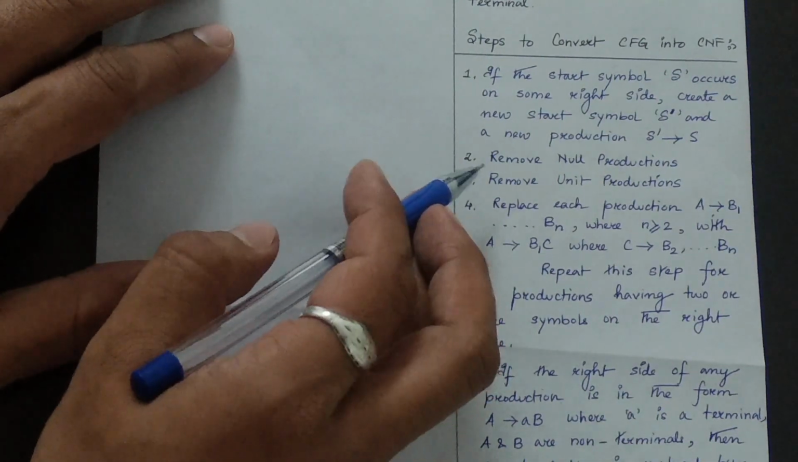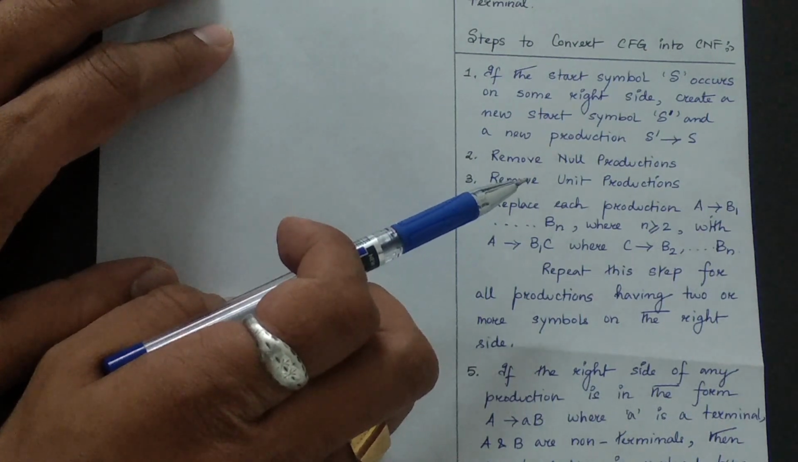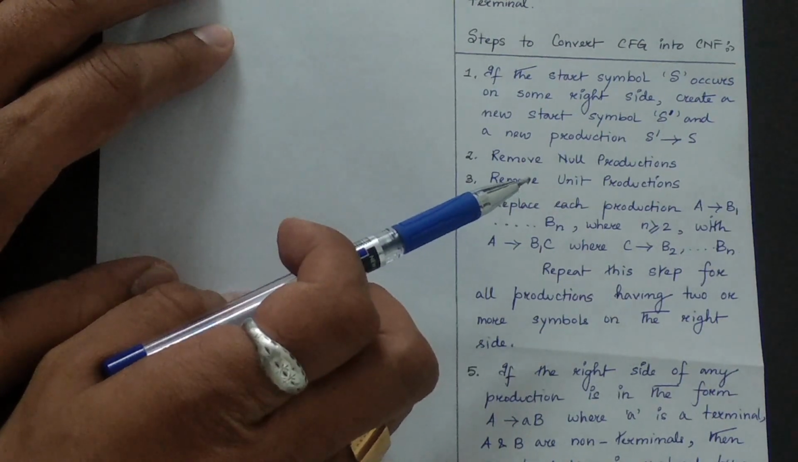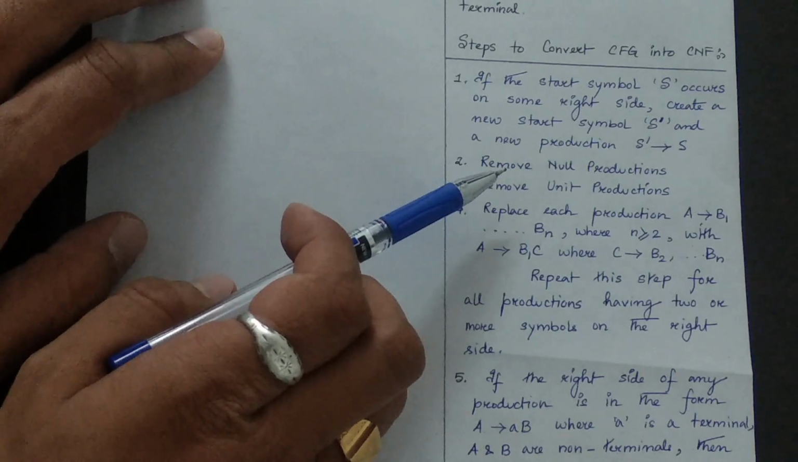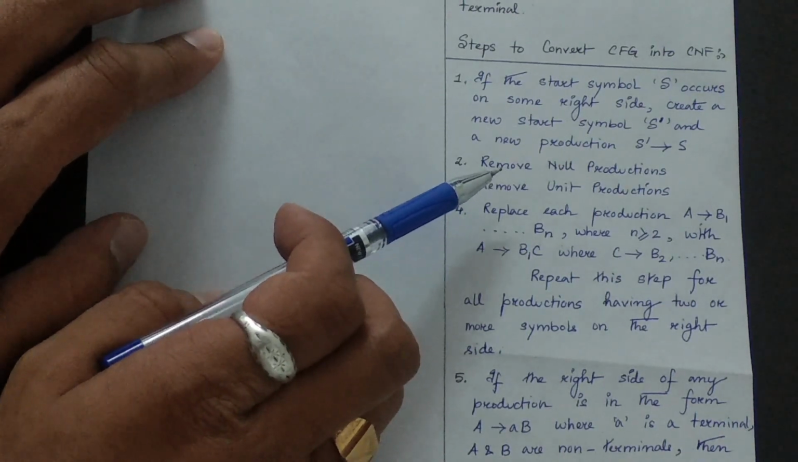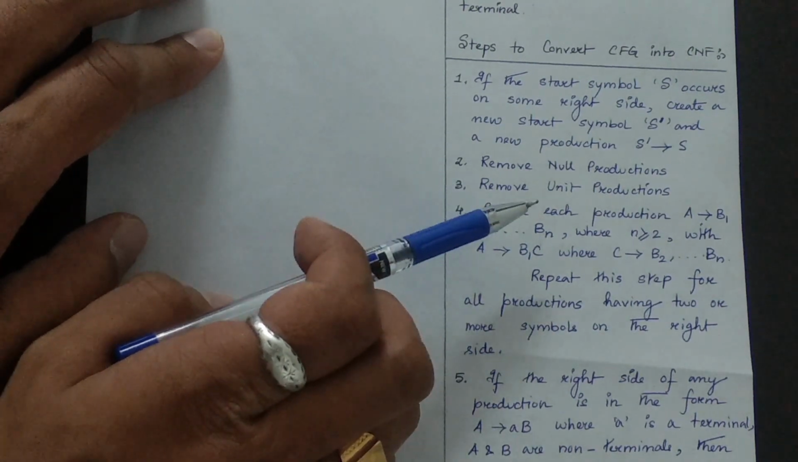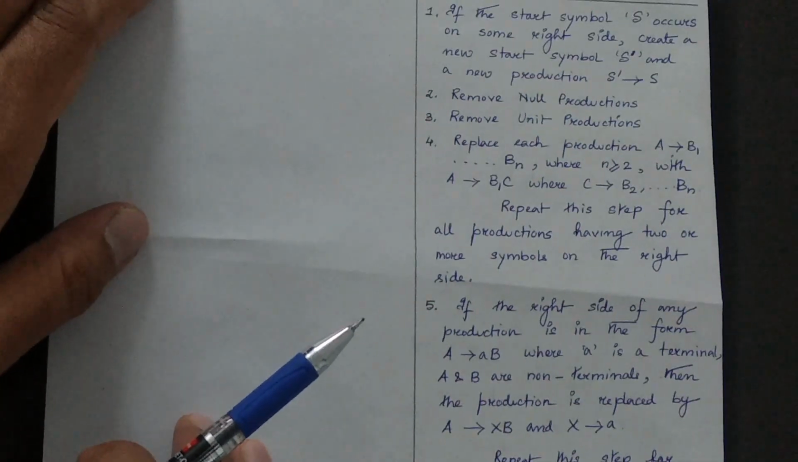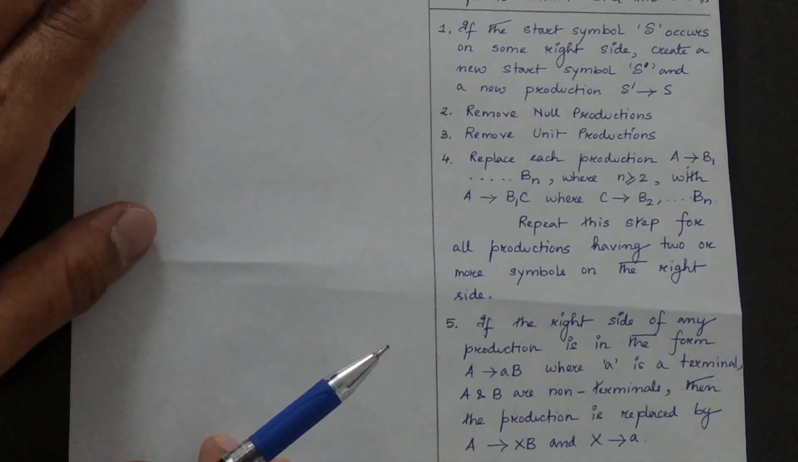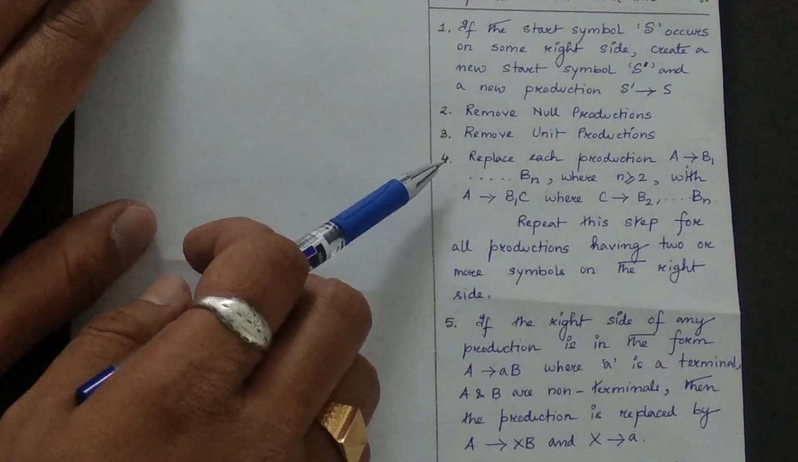Step number 2 says: remove the null productions. As in the previous lecture, we have dealt with reduction of CFG, removal of unit productions, and removal of null productions, correct? So first, you have to check whether there is any null production. If there is, then you have to remove it by following the properties or the steps that we have discussed. Then we have to remove unit productions, if there are any. Now, for these two points, the 4th and 5th, you can pause the video and note down all these points.